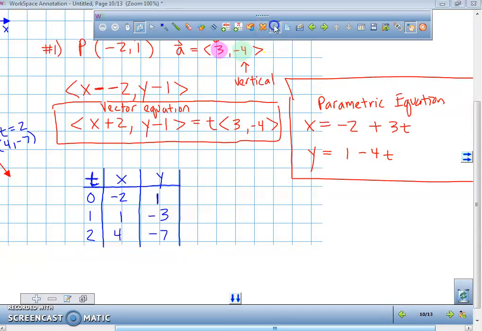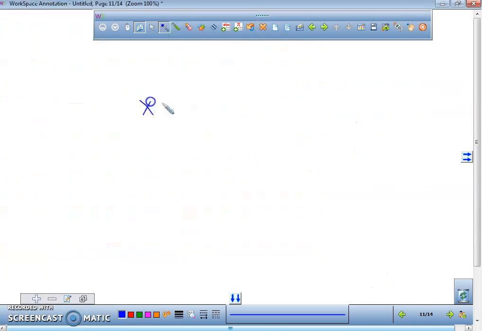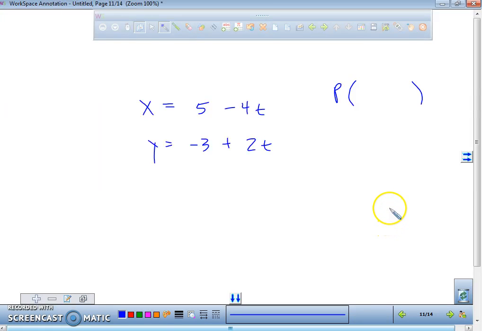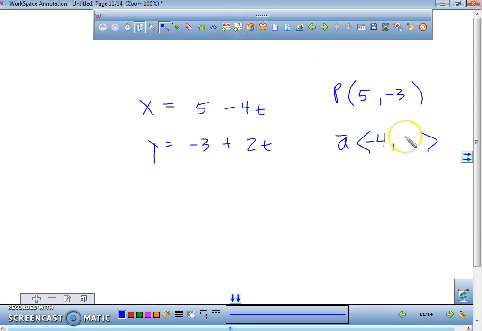Okay? So before we leave, I'm going to write a parametric equation, and you tell me where we start at. All right. What point would I start at in this parametric equation? I'd start at a 5, negative 3. What would be my vector dealing with this problem? What's the horizontal component? What's it doing every single time? It's going 4 to the left, and how much is it going up every single time? It's going up 2. That's how you guys can interpret.